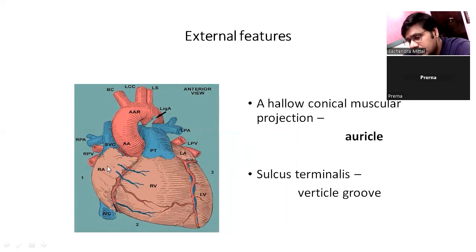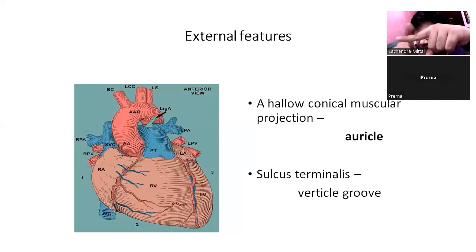What is sulcus terminalis? Now you observe, between the superior vena cava and inferior vena cava, there is a depression you will observe onto the right atrium itself. That depression is called sulcus terminalis. Suppose this is the right atrium, this is the superior vena cava and this is the inferior vena cava. Between the two there is a depression you are observing. This depression is called the sulcus, which is outside.